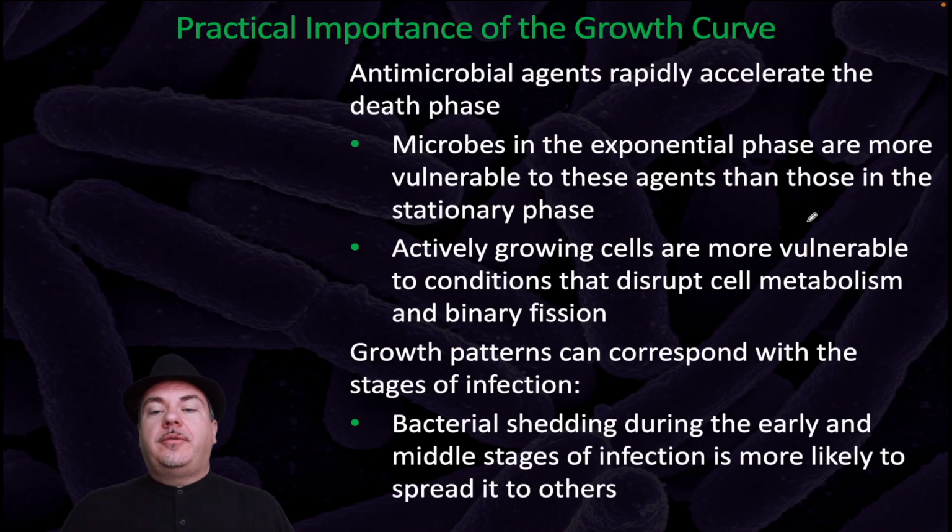Antimicrobial agents rapidly accelerate the death phase. Microbes in the exponential phase are more vulnerable to these agents than those in the stationary phase. Actively growing cells are more vulnerable to conditions that disrupt cell metabolism and binary fission. Growth patterns can correspond with the stages of infection. Bacterial shedding during the early and middle stages of infection is more likely to spread it to others.